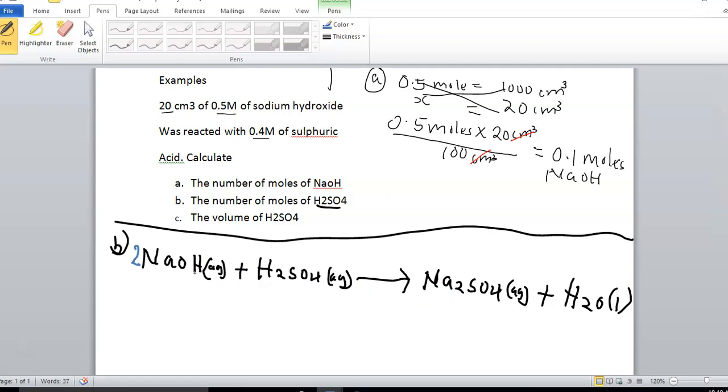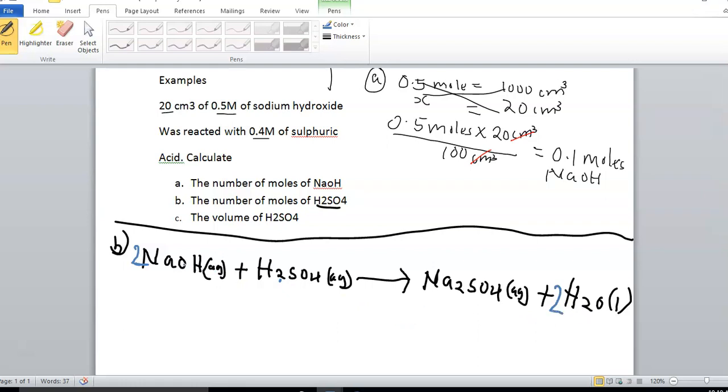When sodium is balanced, the next is the non-metal, which is sulfur. Sulfur is 1 here and sulfur is 1 here, balanced on both sides. Then the next is hydrogen. On the reactant side we have 4 hydrogen: 2 hydrogen here and another 2 hydrogen here. Then here we need to put 2 to make it 2 times 2, 4, balanced.